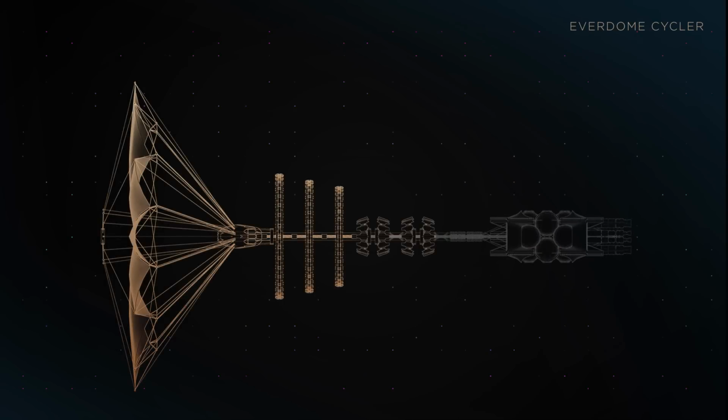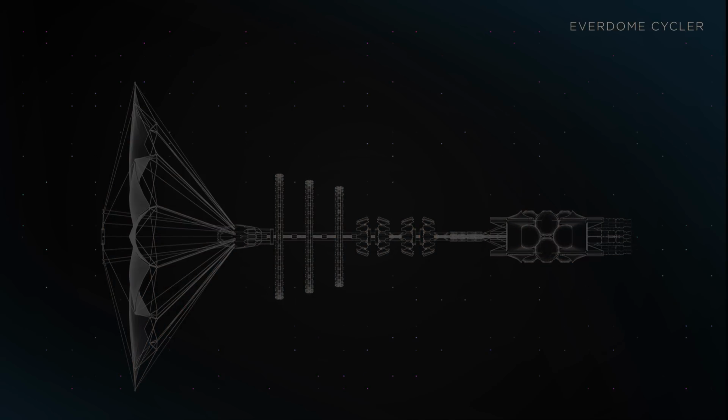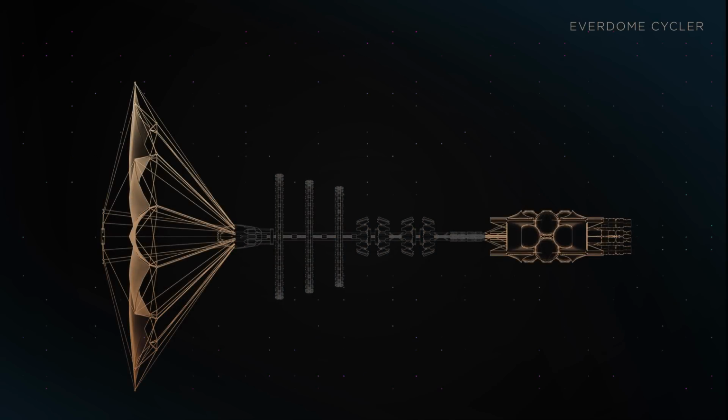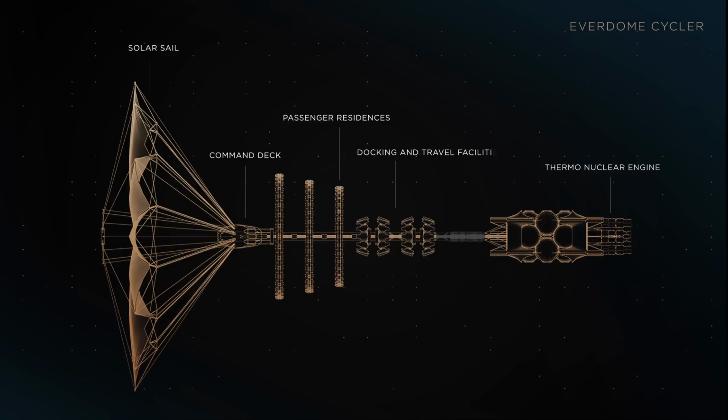The Everdome Cycler is formed of 7 key sections. 2 are propulsion systems, a 2 kilometer wide solar sail, and a thermonuclear engine at the rear end. The other ones are the command deck, passenger residences, docking and travel facilities, and cargo storage.